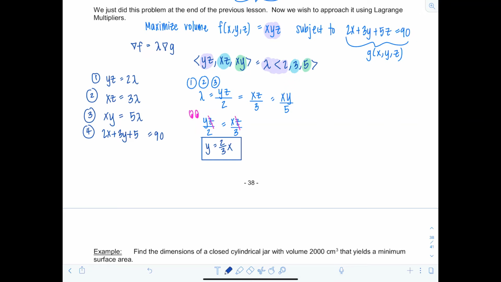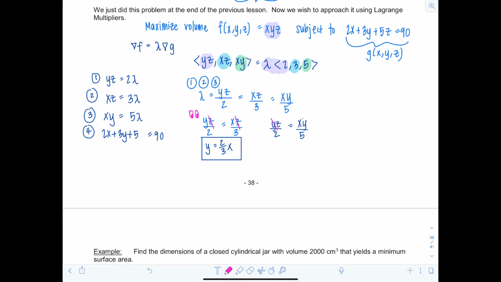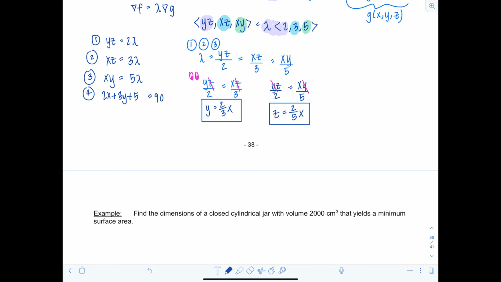And then I'm going to do the same process now for the next two equations here. I'm going to set yz divided by 2 equal to xy divided by 5. So I can cancel out y again. And then now I'm going to get that z is equal to 2/5 x. So I have z in terms of x, I have y in terms of x. I'm going to substitute this all into equation 4 now.